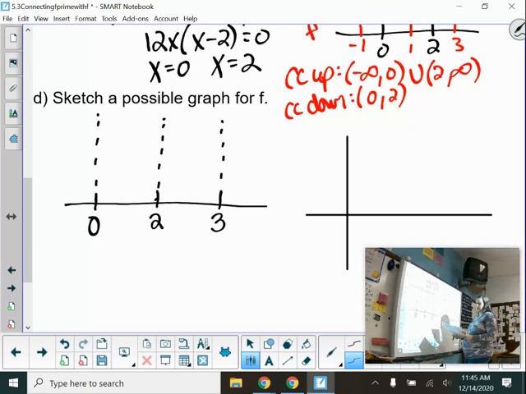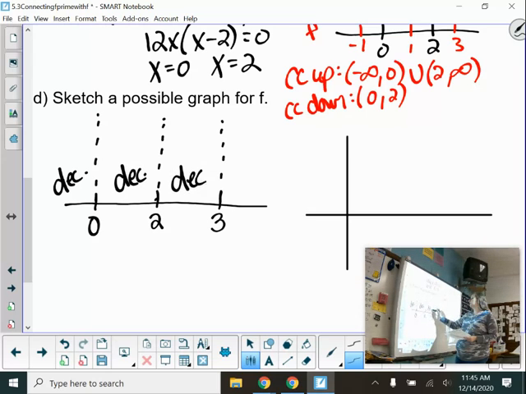So if I look back at my work for part A, less than 0, my graph was decreasing. From 0 to 3, it was also decreasing. So that means 0 to 2 was decreasing, and 2 to 3 was decreasing, and then after 3, it was increasing. So whenever I draw my graph, it's going to be decreasing down to 3, and then it's going to start increasing.